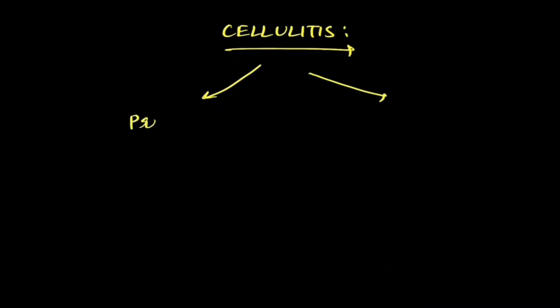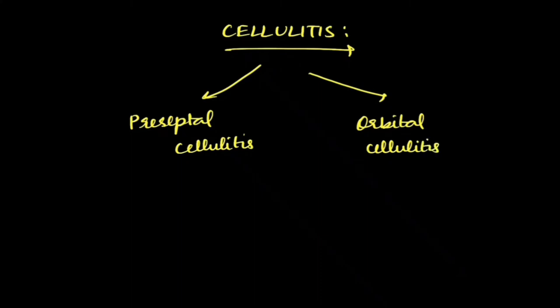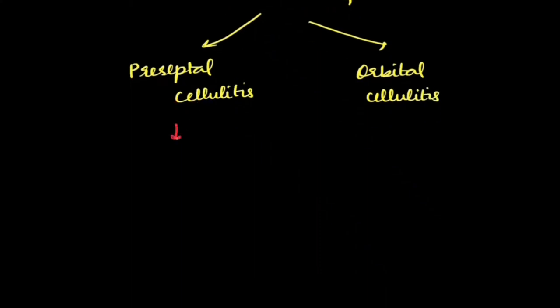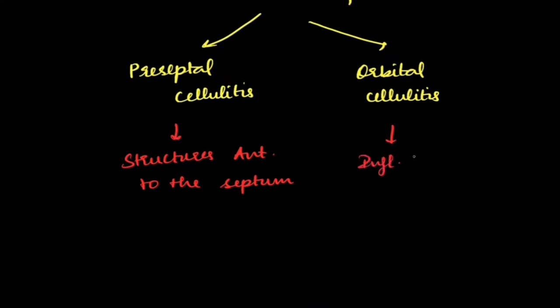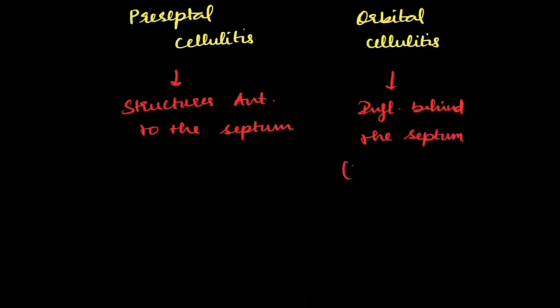So the classification: cellulitis is divided into preseptal, meaning inflammation before the septum, and postseptal, which is also called orbital cellulitis. Preseptal is inflammation of structures anterior to the orbital septum. Postseptal is inflammation of structures just behind the orbital septum. Orbital cellulitis may also involve the eyelids.